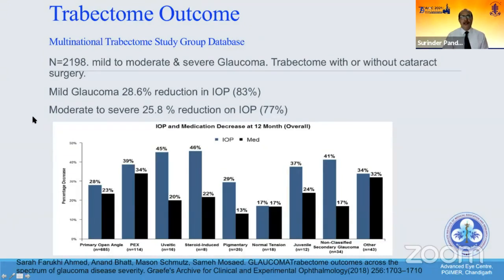If you look at the larger series, the larger databases that we have collected now, in this particular publication they looked at its efficacy in reducing IOP in mild glaucoma and in moderate glaucoma. It looks like it is effective in both of these situations. However, it's a little more effective if the glaucoma is mild, and a little less effective in moderate or severe disease. The procedure has been tried in many different phenotypes of glaucoma: primary open angle, pseudoexfoliation, uveitic, steroid-induced, pigmentary, NTG, juvenile, and it seems to work in most of these situations.